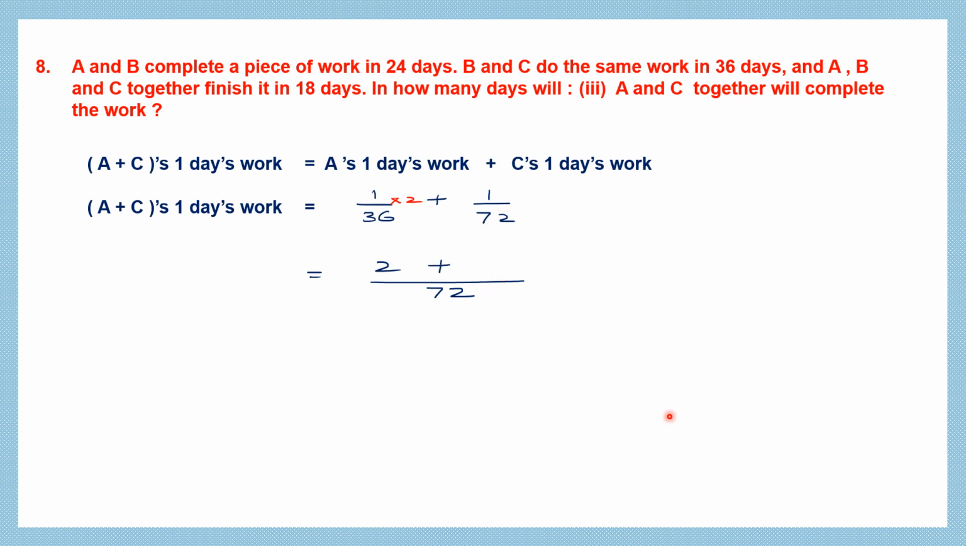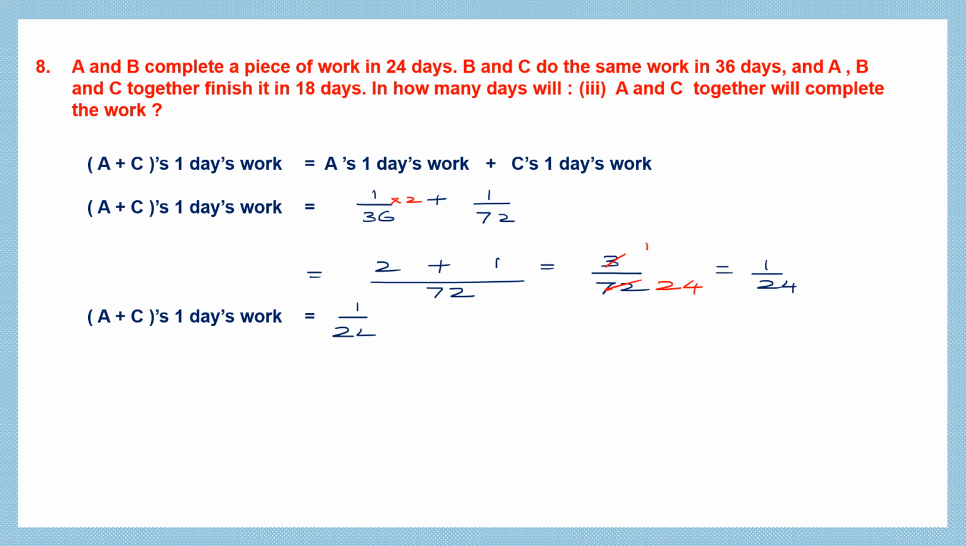So we write 1 as it is. So here we have 1. 2 plus 1 is equal to 3 by 72. We can reduce this to the lowest term, divide both by 3. 3 ones are 3. 3 into 24 is 72. So what do we have? 1 day's work of A plus C is 1 by 24.